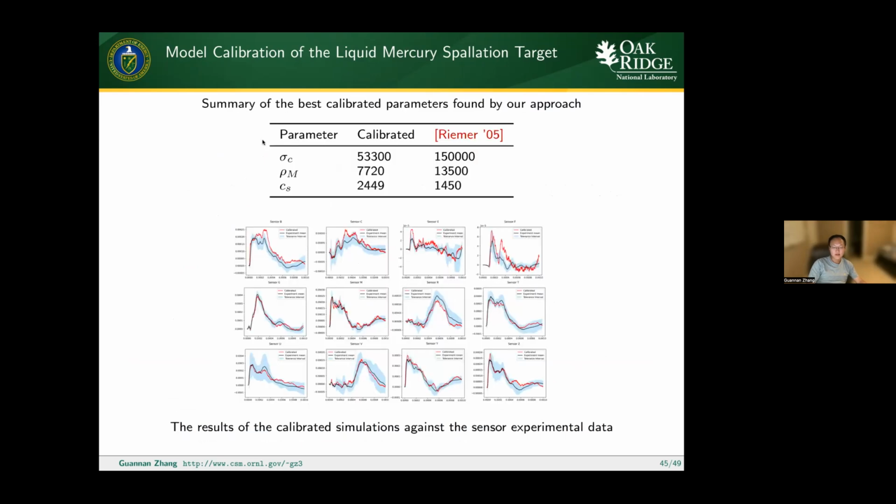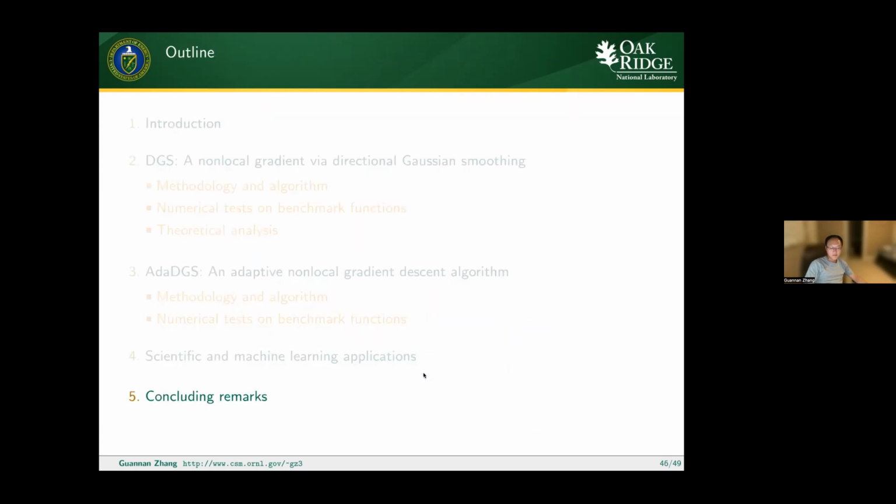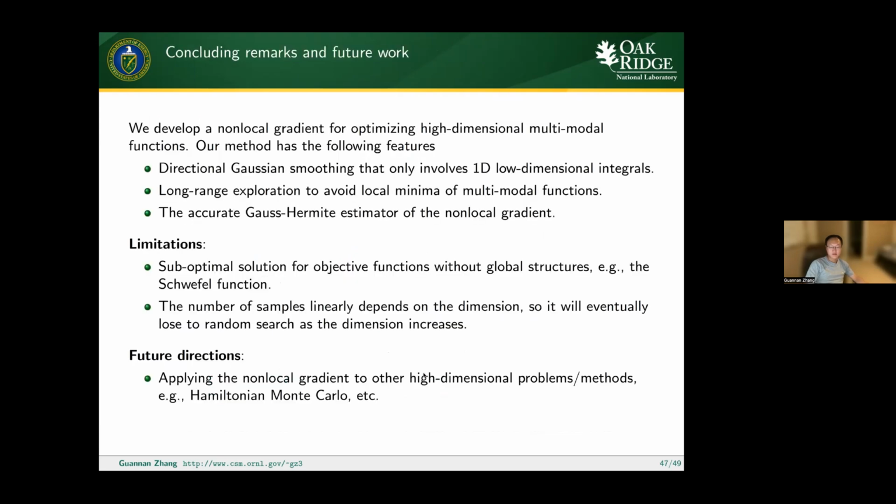Basically here, those are the curves that people measured at the instrument, and after calibration, the calibrated model can produce very similar curves to the measurement data, which means our method really did a decent job solving this problem. Okay, I think that's all I have.